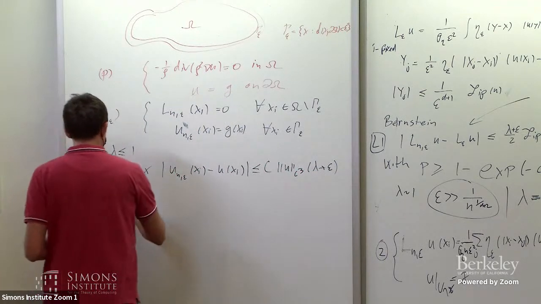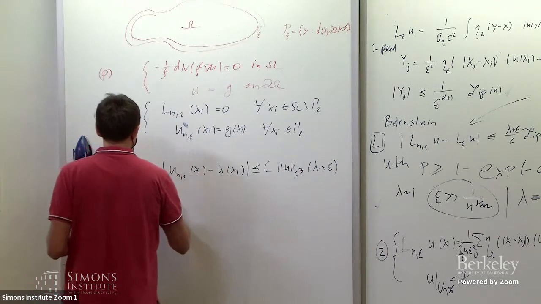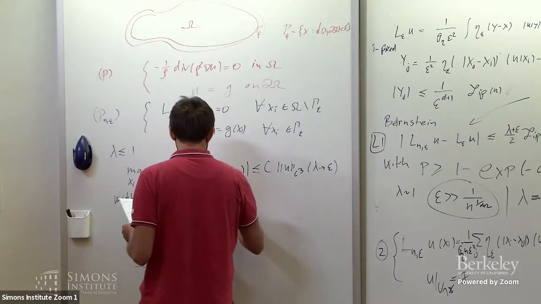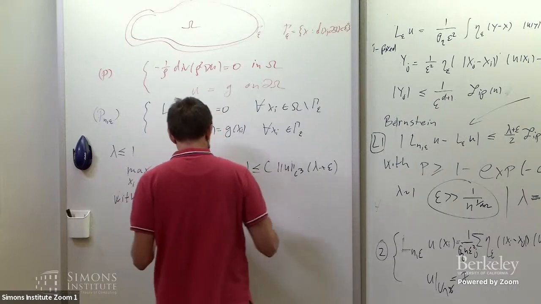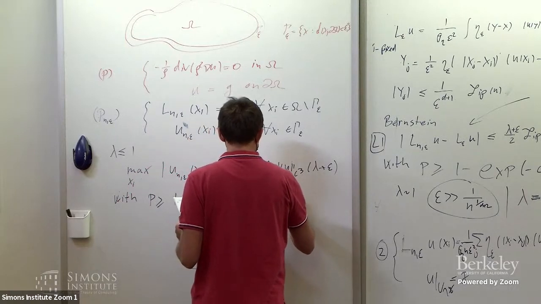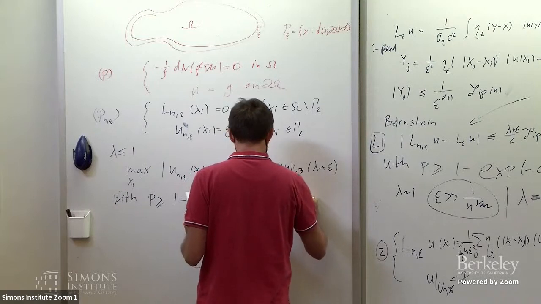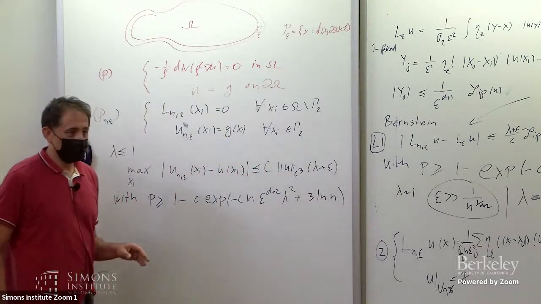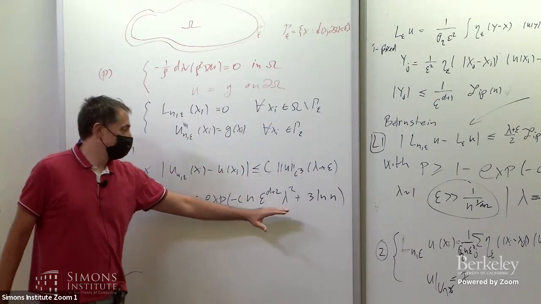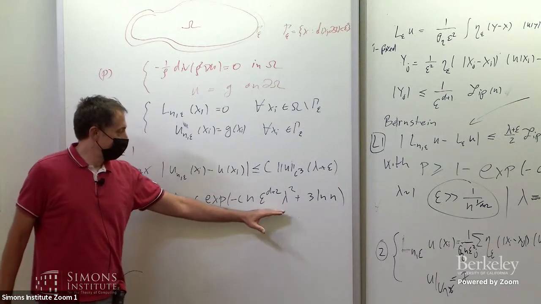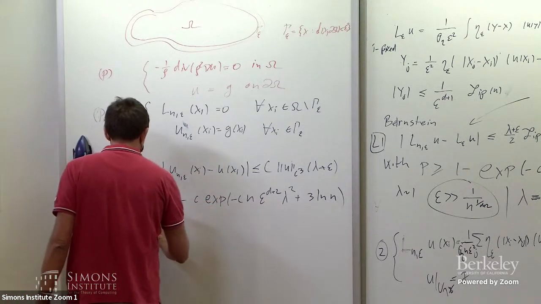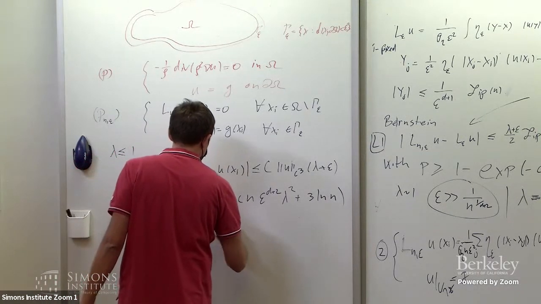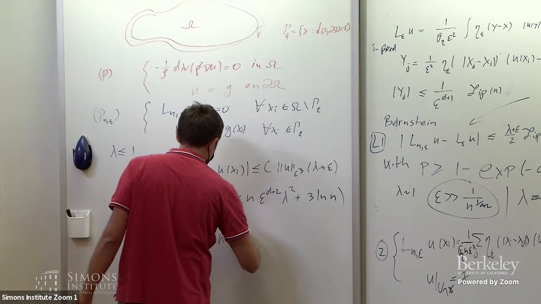So this is going to be less than or equal to c times the norm of u in C3 multiplied by lambda plus epsilon, and this holds with probability 1 minus some little constant c times exponent negative another constant times n epsilon to the d plus 2 lambda squared, plus something of the flavor. So again, if I want lambda to be of size epsilon, then I need epsilon to be much bigger than 1 over n raised to the power d plus 4.